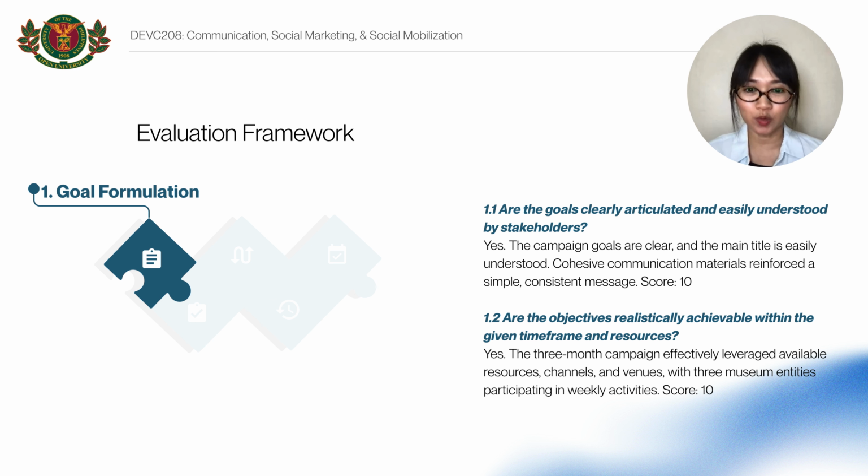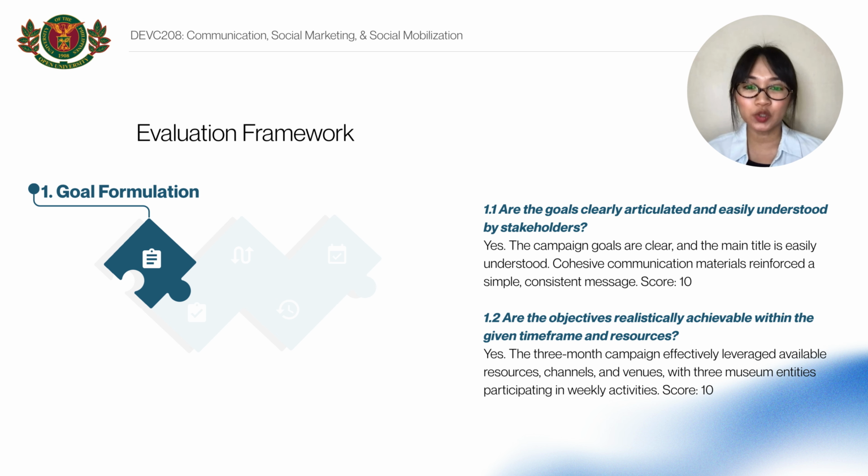For question 1.1, are the goals clearly articulated and easily understood by stakeholders? So, my answer is yes. I believe the goals are clearly articulated, and the main campaign title is easily understood by stakeholders. The campaign used cohesive communication materials that are immediately recognizable as part of the campaign, delivering a simple and clear message. My score at this section is 10.